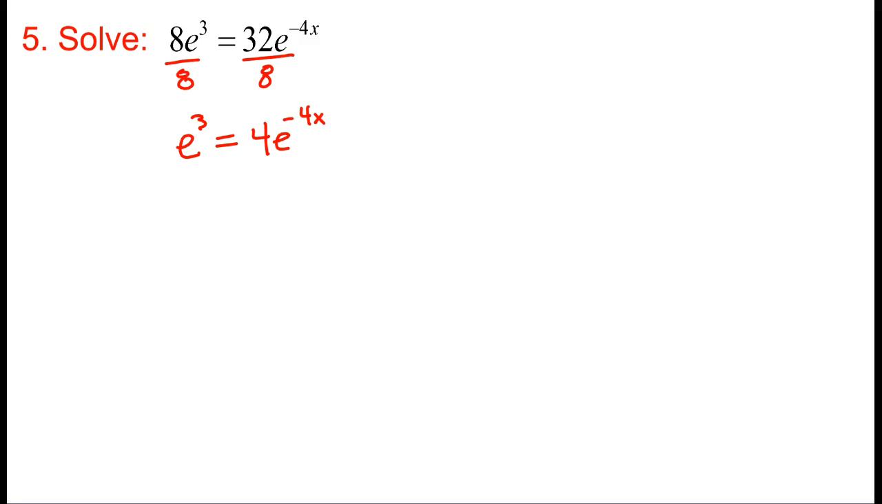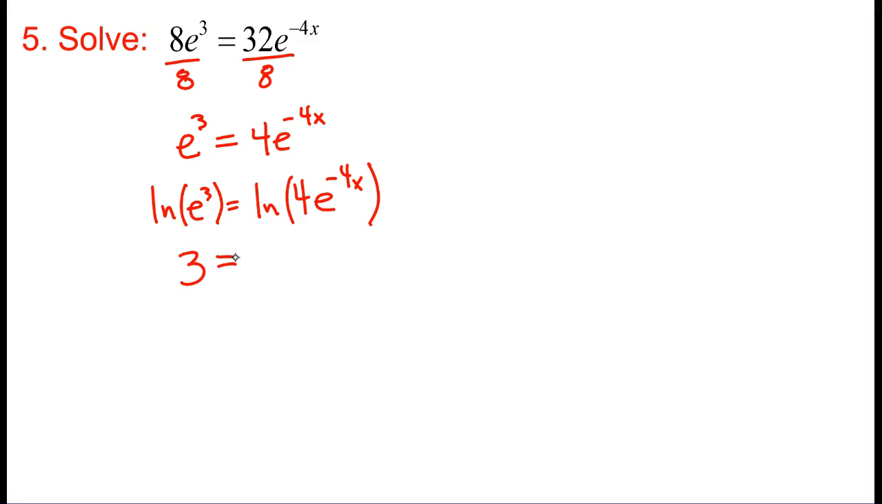At this point I look to see if I have a common base on the left and the right. Well, I do have base e on both the left and the right, but with that multiplier of 4 on the right-hand side, there's not much I can do with that, so I have to resort to taking the natural log of both sides. So that's going to be ln of e cubed equals the ln of 4 times e to the negative 4x. On the left-hand side, this is how I want you to think of it: what exponent do we have to put on the number e to get e cubed? Well, there's only one possible number, and that's 3.